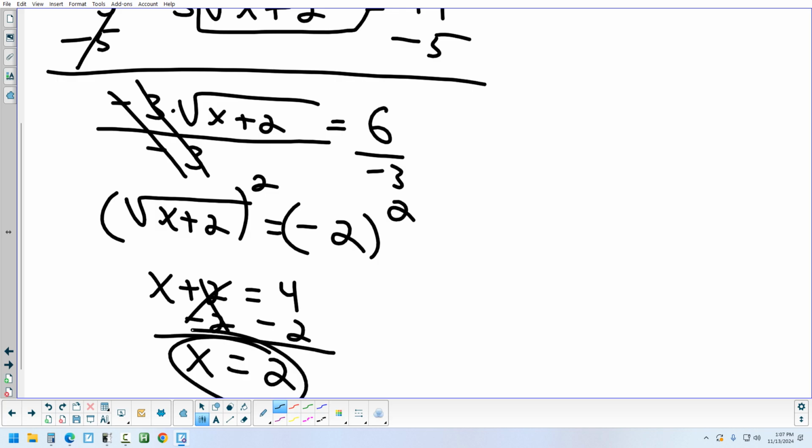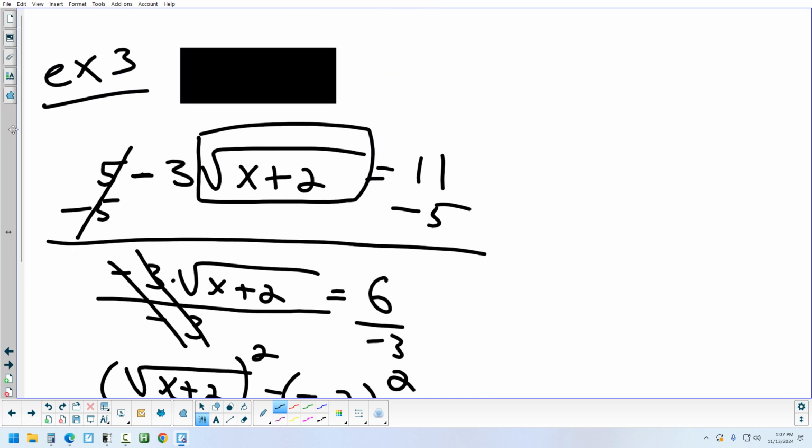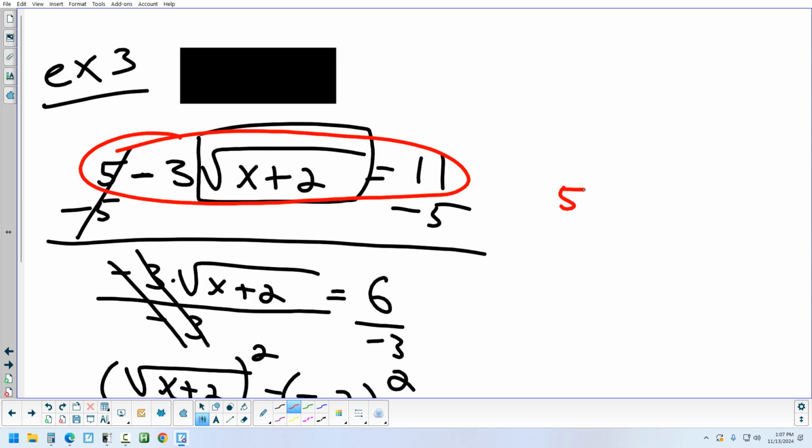All right, let's plug it back in and check it. So if we plug in 2, remember this is what we had originally in red. Plug in 2. What's 2 plus 2? 4. What's the square root of 4? 2. So now we've got 5 minus 3 times 2. What's 3 times 2? 6. What's 5 minus 6? Negative 1. So it doesn't work.